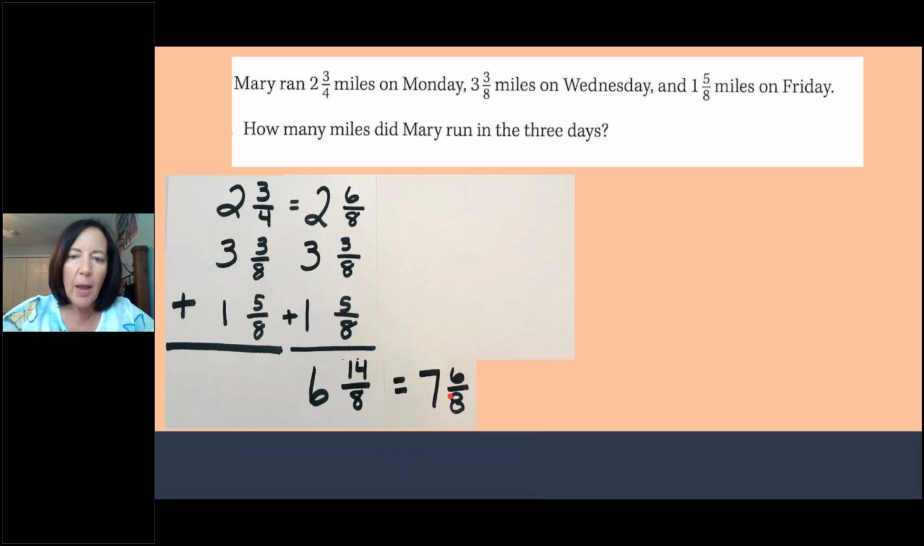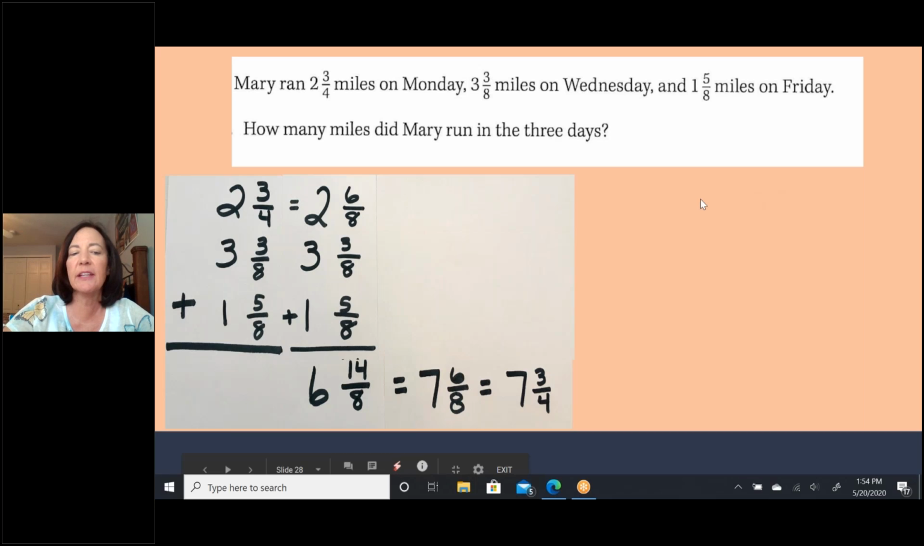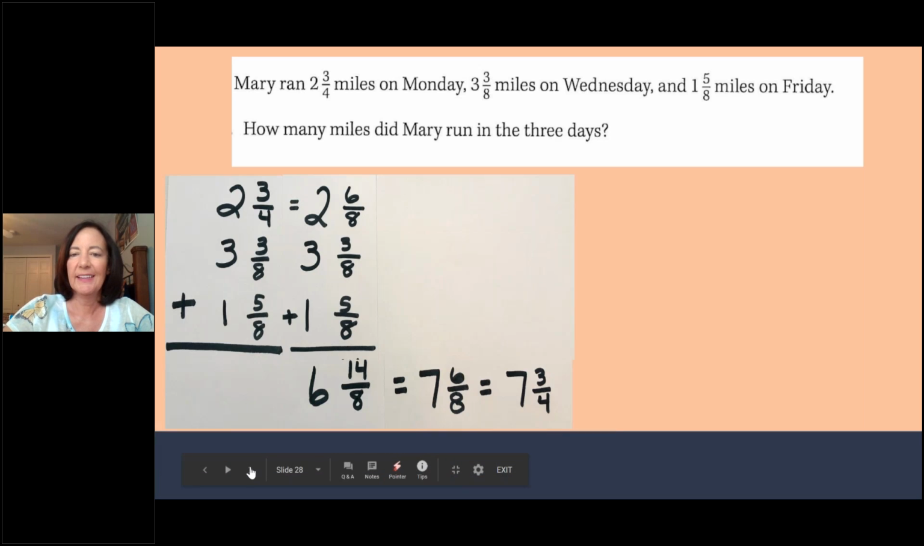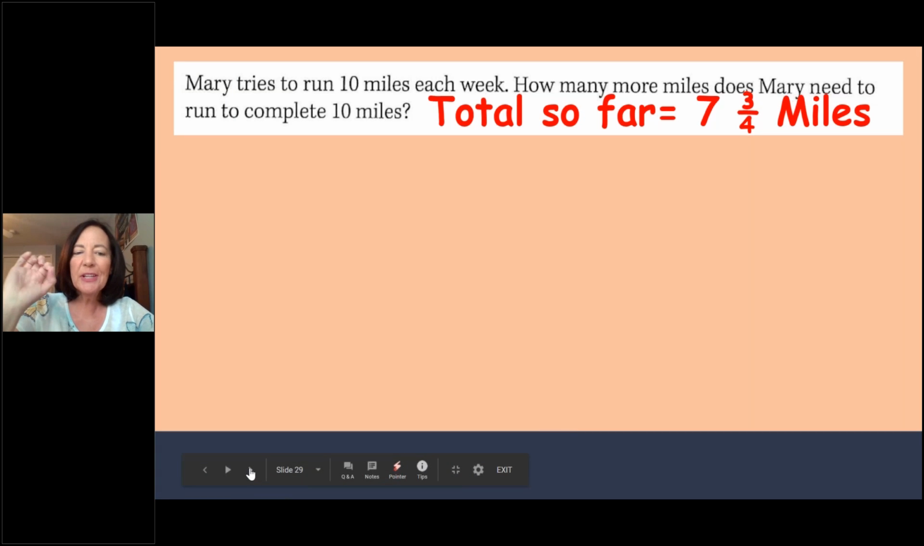Are we finished with this problem? No, because you can reduce that to 7 3/4. That is correct. Nice job. So the question was, how many miles did Mary run in the 3 days? What would your answer be in sentence form? Mary ran 7 3/4 miles in 3 days. That is exactly what Mary did. Nice job. I'm pretty sure this is the last problem, so you're doing great.